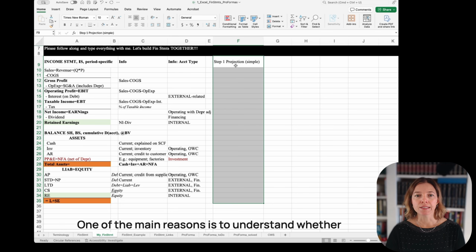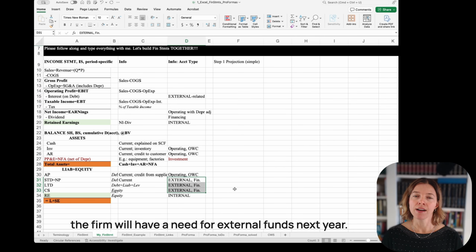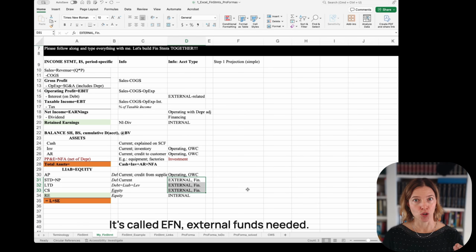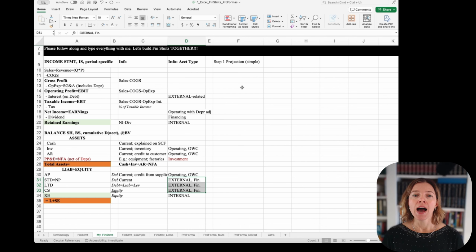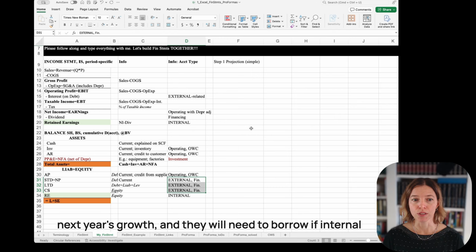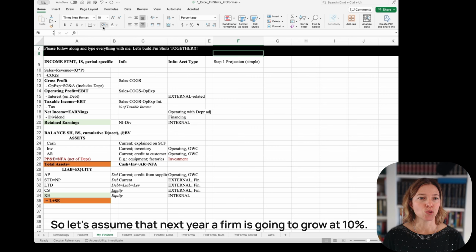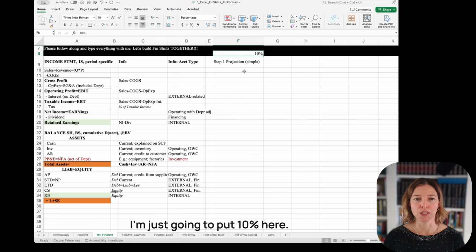One of the main reasons is to understand whether the firm will have a need for external funds next year. It's called EFN, external funds needed. Simply, it means whether a firm needs to borrow to support next year's growth, and they will need to borrow if internally generated funds are not enough to pay for the firm's growth. So let's assume that next year a firm is going to grow at 10%. I'm just going to put 10% here.